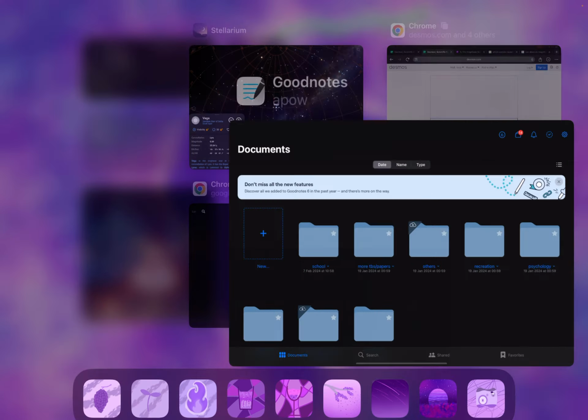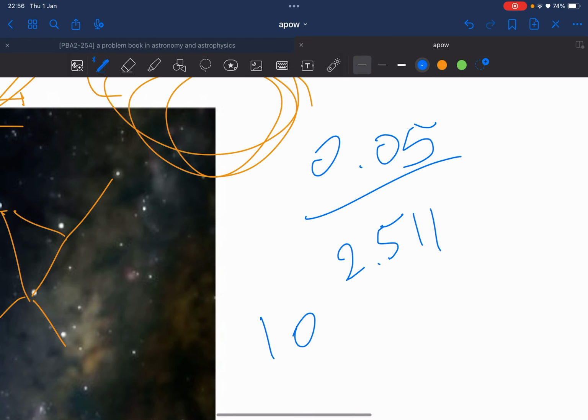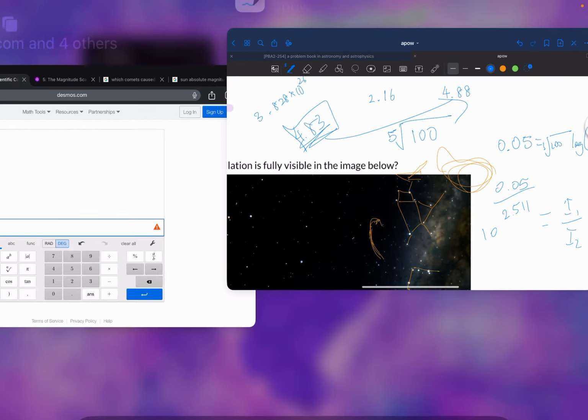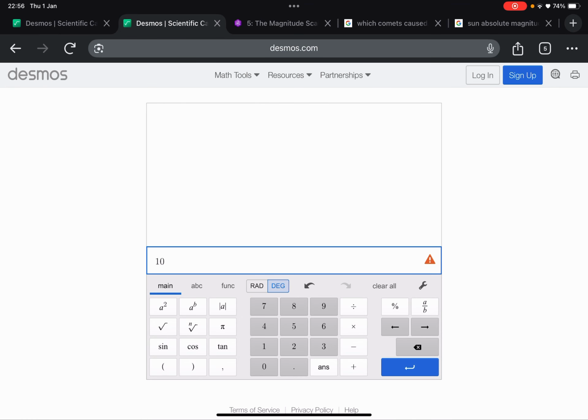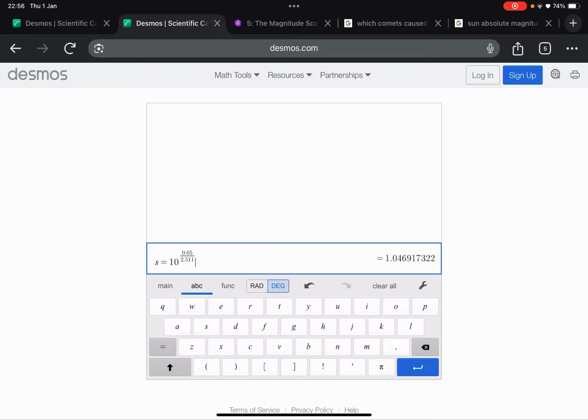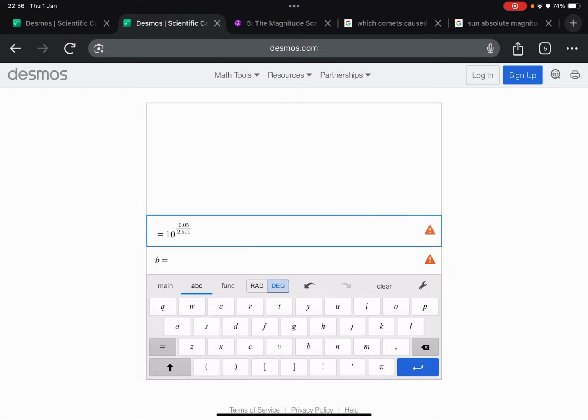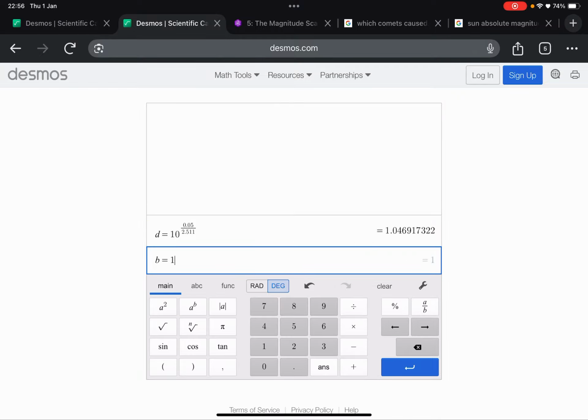My last brain cell is really forgetting what I wrote. 10 to the power of... I guess we'll just use intuition to figure it out. 0.05 over 2.541. 1.04, so it means that thing is 1.04 the luminosity of the sun. So it means small star. This one's the bright star. We should call it D. Dim star and bright star.